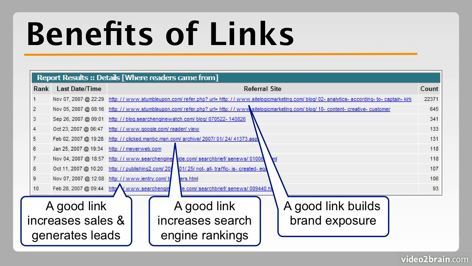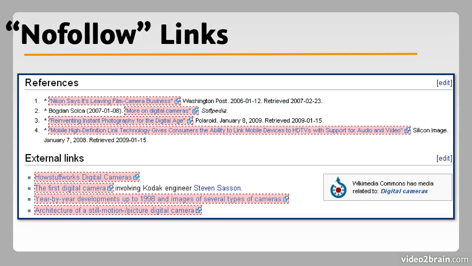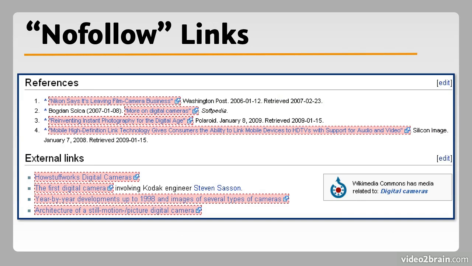You want a perfect link that does all three of these things, that provides exposure, increases your rankings, and builds your business. Now, an important type of link to understand is what's called a no-follow link. You see these a lot on social media sites and news sites. A no-follow link is in the text of the site, and it says, don't follow the link. It's an instruction to the search engine not to follow the link to the source.